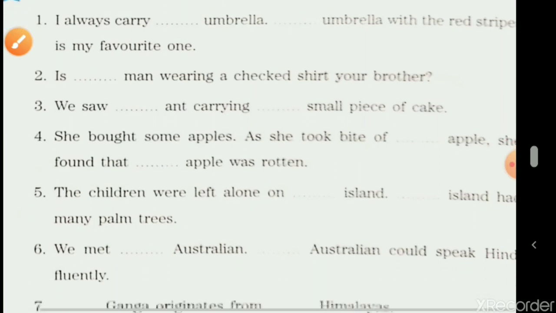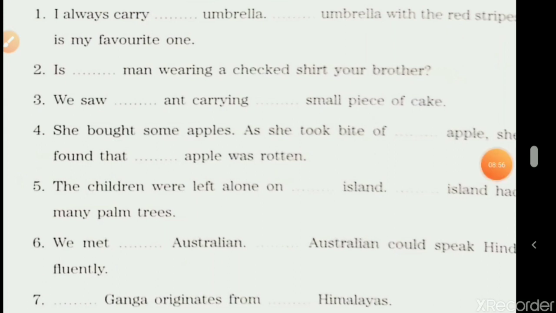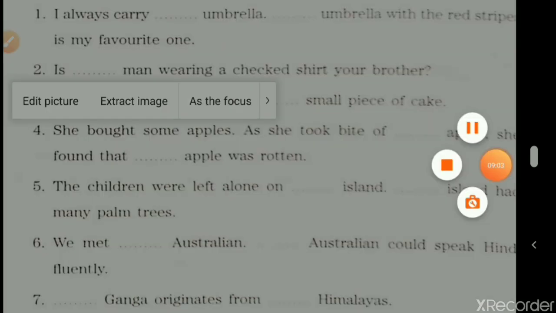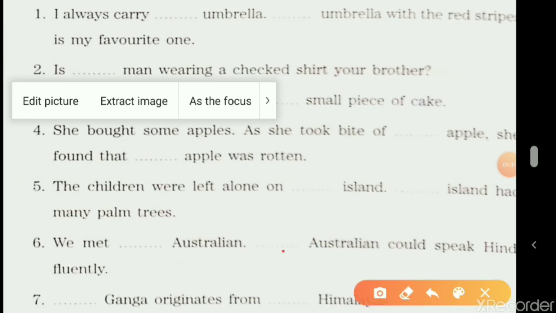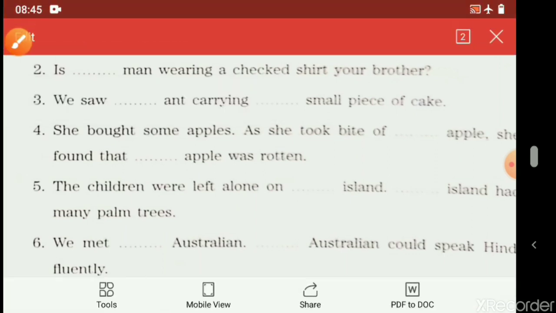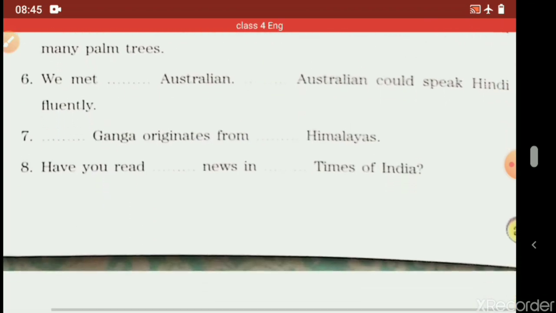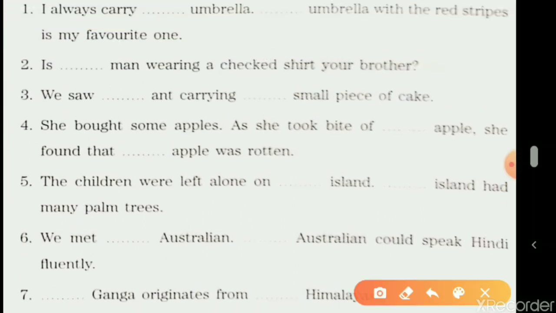Third, we saw dash carrying dash small piece of cake. With ant we have used an. Why? Because it starts with a vowel. We saw an ant carrying a small piece of cake.